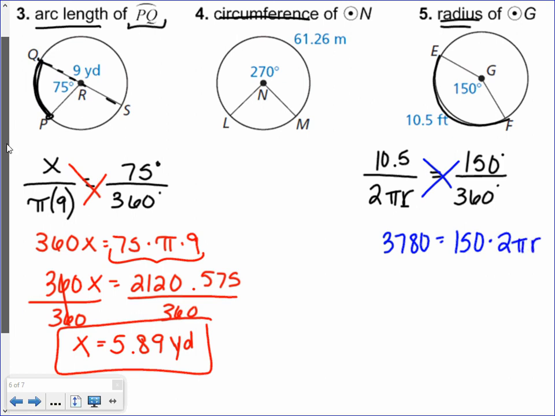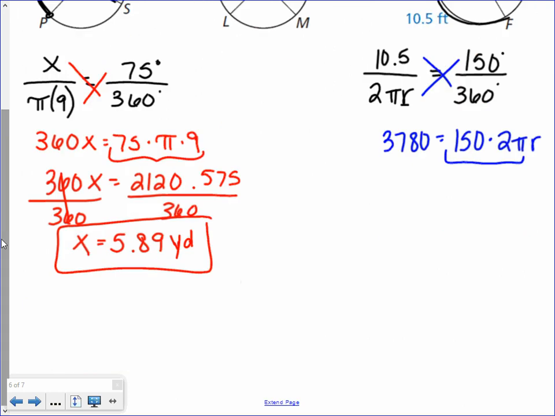Okay, so we can go ahead and type this in. 150 times 2 pi. So that's 300 times pi? So 150 times 2 times pi, 942.4777. That number just came from 150 times 2, which is 300, times pi, which is the 942.4777.